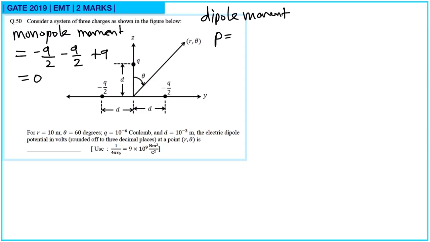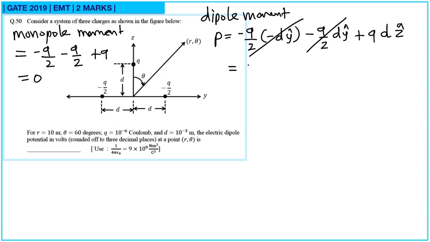Now dipole moment P is equal to, first consider this charge, we will consider from the origin, from this point we will consider. So the first charge is minus q by 2 and it is at distance, this is along y direction, so this will be minus of d y cap, minus q by 2, and this is at distance d y cap, and this is at distance along z, so this will be q into distance d z cap. So this will cancel out, this is equal to 0, so this will be q d z cap, so that is the dipole moment.